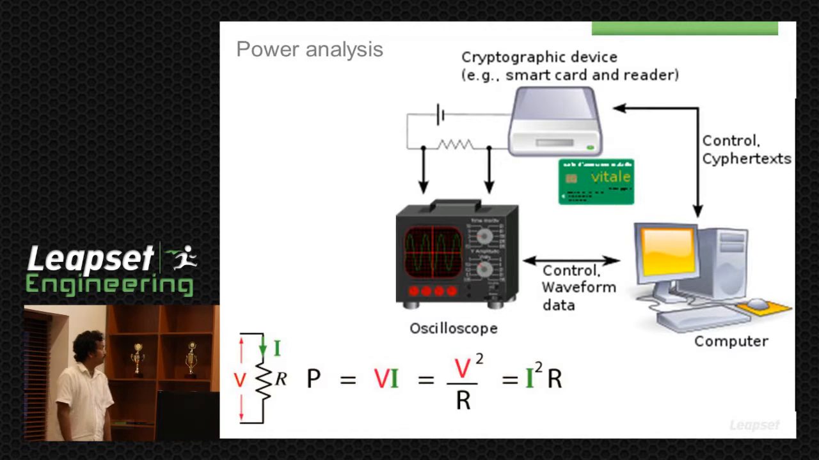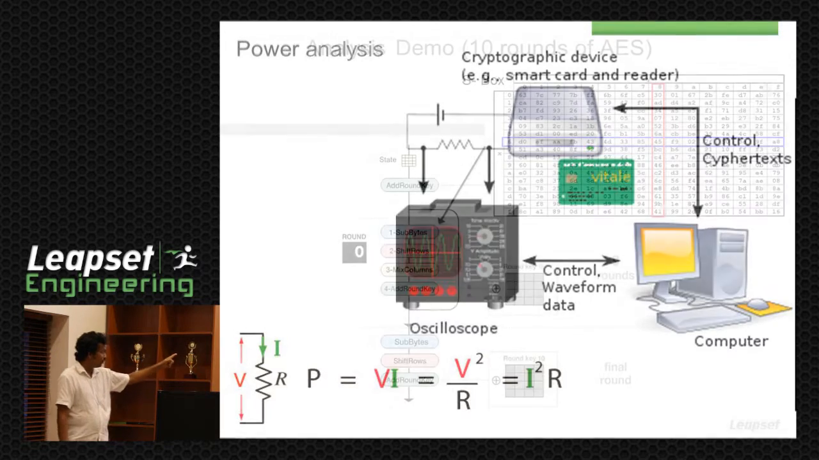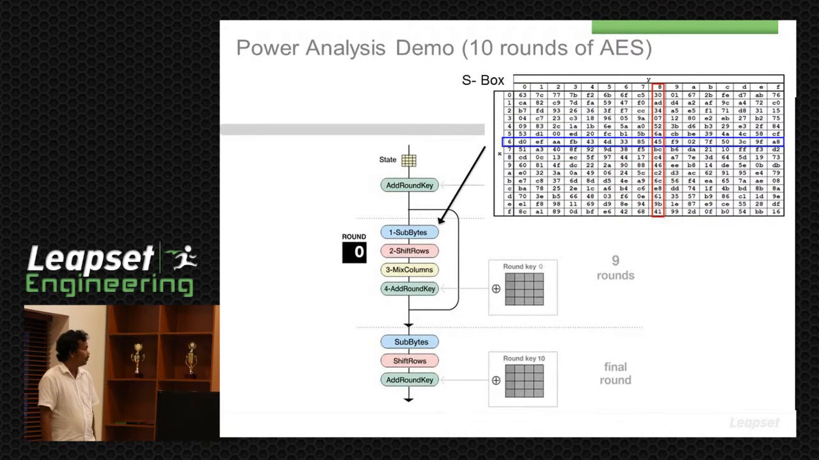Right? What we can do is add a resistor in series with the power supply and monitor the voltage across the resistor. Right? If you know the voltage, P equals VI, you all know that equation, then you can actually calculate the power. If you know the voltage, power is V squared by R. R is the value of this resistor.